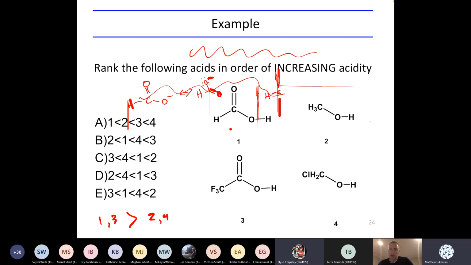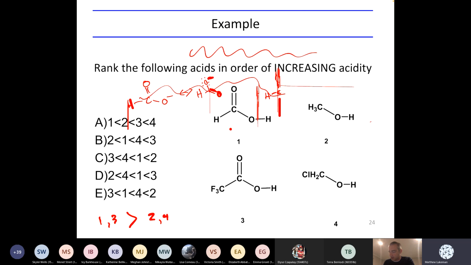So will 3 be stronger or weaker than 1 with that CF3 group? Stronger. Anyone want to hazard a guess? Stronger. Good. Thanks, Katie. So 3 is stronger than 1 because that CF3 group has electronegative atoms. There's 3 of them. So when you take off H+, that anion will be stabilized by the electronegative atoms. Okay? So if you can stabilize negative charge of the conjugate base, you will have a stronger acid.